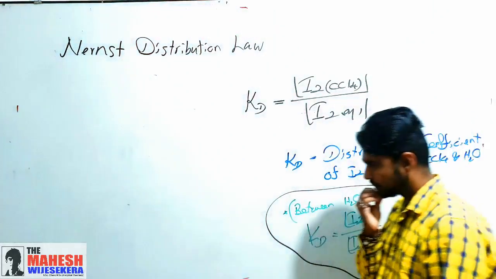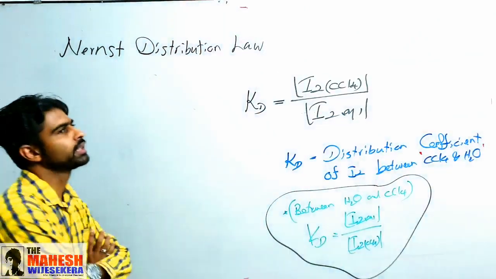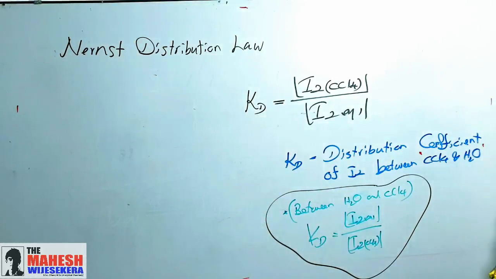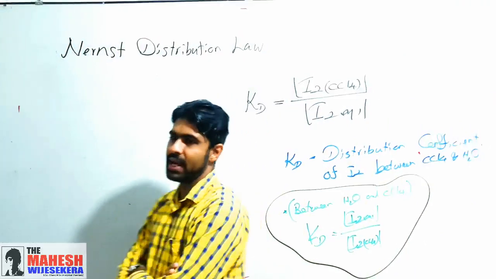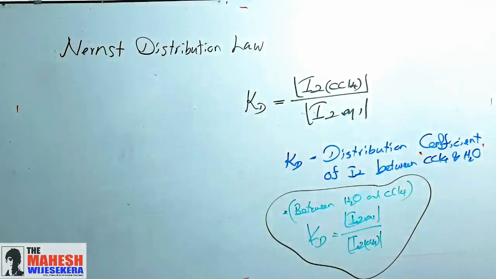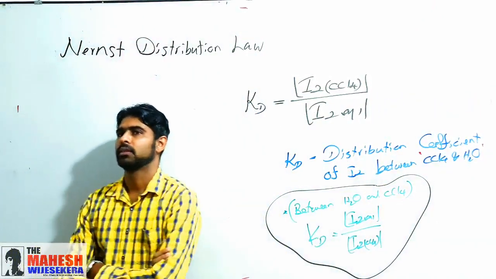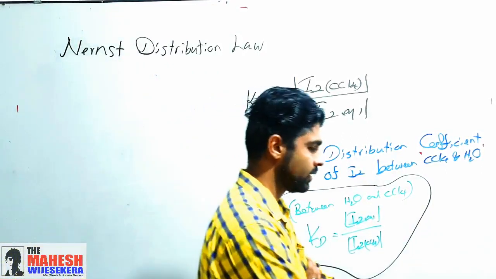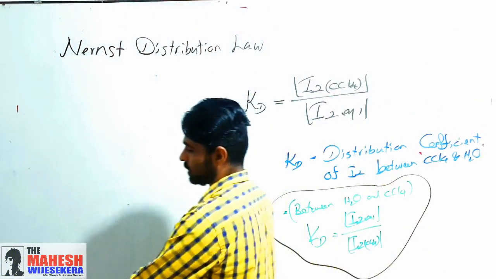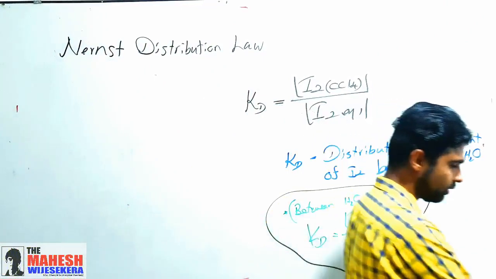First one, the solute must dissolve, distribute and has to be at equilibrium between the two solvents. Has to be in two solvents.